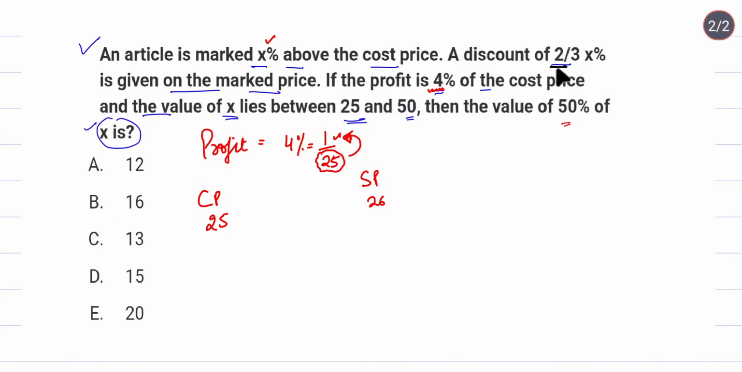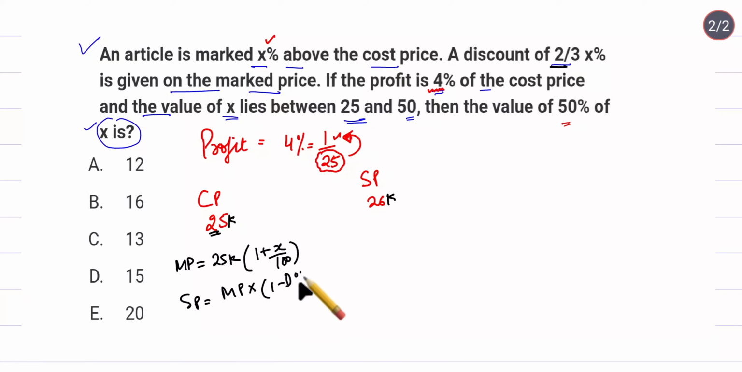Now it is saying discount is also given. So if I assume the CP as 25k so that it is a ratio, the mark price is given as x% above. So what will the mark price be? The mark price is 25k into 1 plus x upon 100. And if I talk about selling price, it is mark price into 1 minus discount percent. So the mark price is 25k, 1 plus x upon 100, and the discount is 1 minus 2x upon 300, right? Because you have to convert percent into fraction.